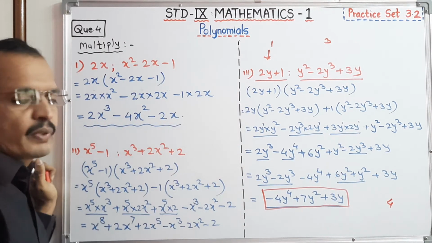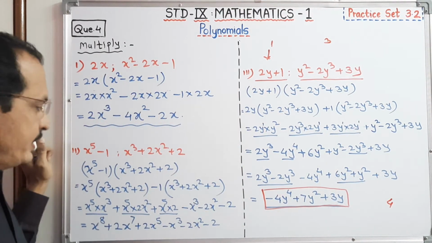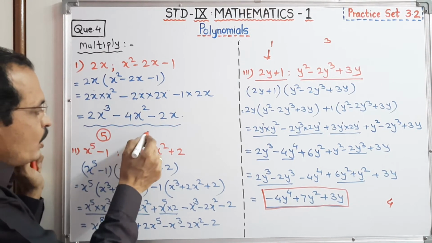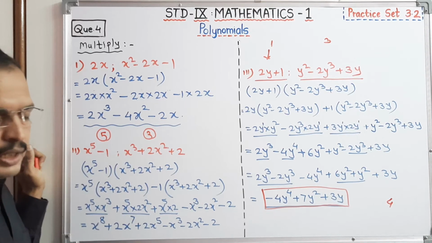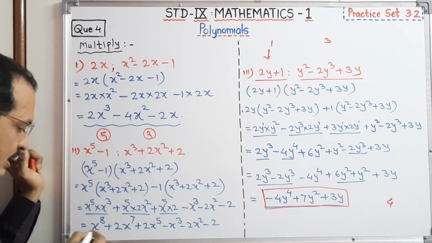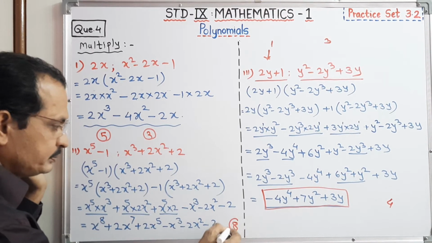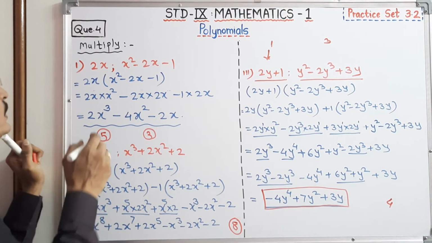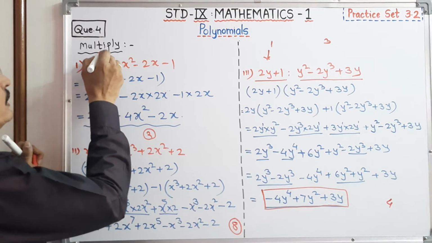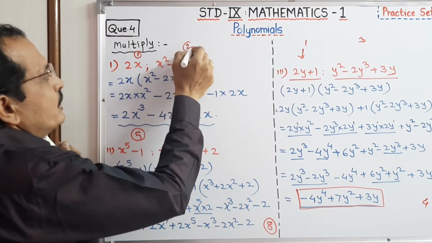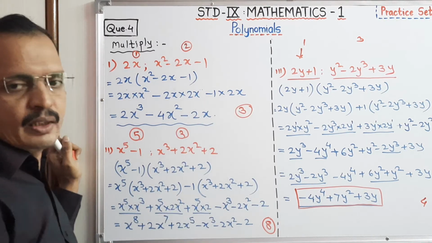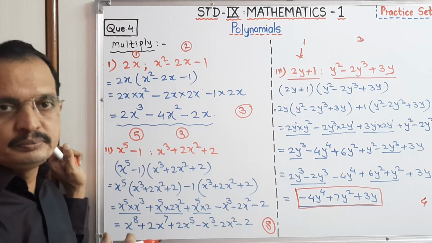Now see the second. Degree of this polynomial is a 5. Degree of this polynomial is a 3. And what is the degree of the final answer? It is 8. Now see the first one. Degree is 1. How much it is? 2. And what is the degree of this polynomial? It is 3. Can you observe one thing?